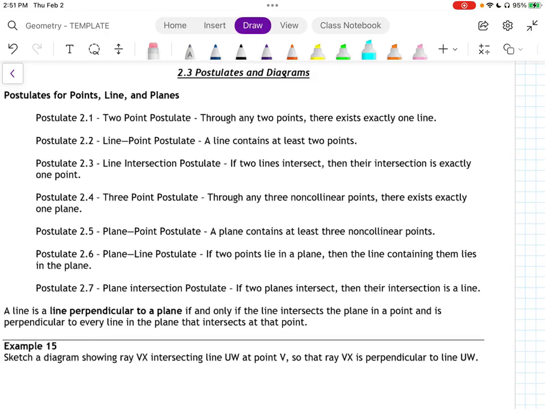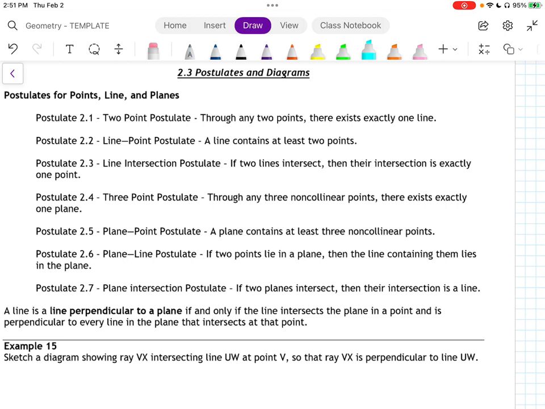Postulate 2.1 is called the two-point postulate. And it says through any 2 points, there exists exactly one line. Right? So think about in your head, you draw 2 points somewhere, anywhere, you can draw one line between them, right? You take some string, you pull it taut between the 2 points, that is your line, okay? The line point postulate: a line contains at least 2 points, right? That makes sense, right? If you draw a line, you have to be able to draw at least 2 points on there, right? Actually, you can draw a bunch more, but you can draw at least two.